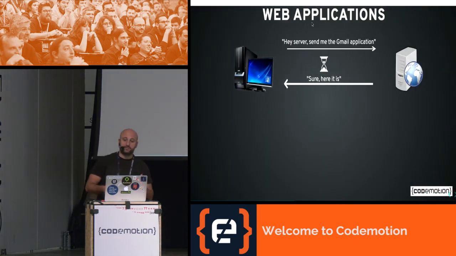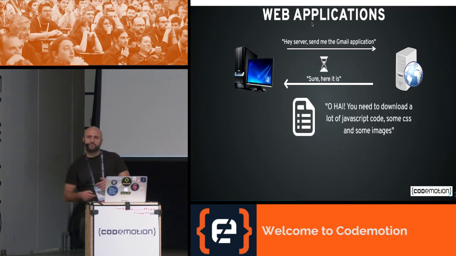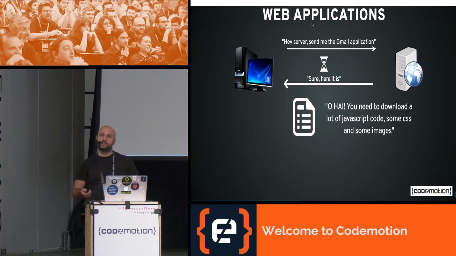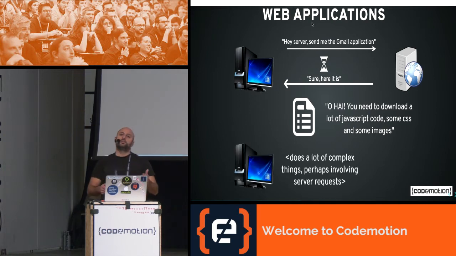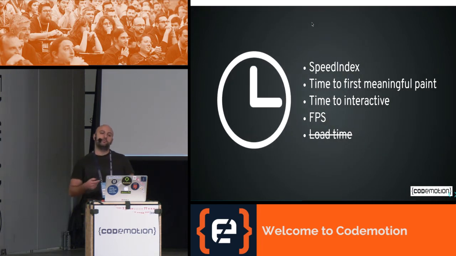So basically what happens is that your browser sends a request to the server and tells him, hey, can I please get the Gmail application? So it's no longer a page, it's an application, which means that you still have to download a lot of separate assets. But the user interaction, once the page is downloaded, is not complete. You're going to do stuff after the page is complete, which may or may not involve some server requests. So again, the metrics that we use to track performances are no longer relevant, and we need to find some new ones. So Google introduced the speed index some years ago.